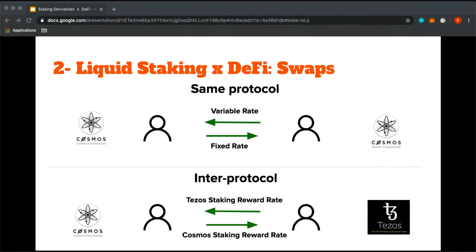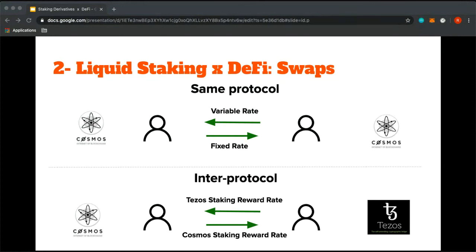So these types of products are called swaps, and these kinds of products could be somehow easily implemented on the blockchain, and we can see different types of users that could be interested in using them. So the idea is that you're giving your staking rewards, which are variable, and you're getting a fixed amount of rewards on the other hand. So this is one kind of swaps. We can have also inter-protocol swaps. Basically giving your Tezos staking rewards against the Cosmos staking rewards. We can have other ways of doing it, but the main idea remains to focus on swapping two different interest rates, which are really staking rewards between two different protocols.